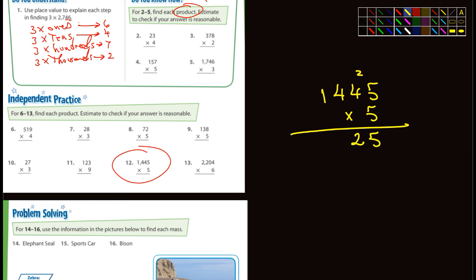Put down the 2. Carry the 2. 5 times 4 is 20. Plus 2 more is 22. Put down the 2. Carry the 2. And then finally, 5 times 1 is 5. Plus 2 more is 7. There's your answer, 7,225.